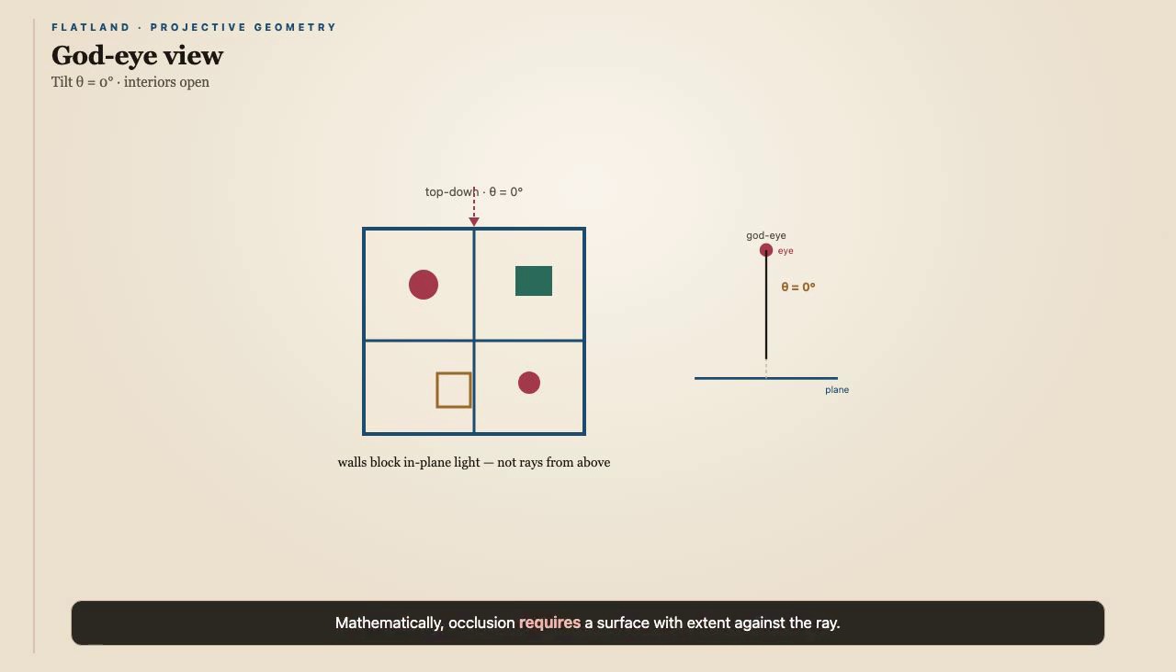Mathematically, occlusion requires a surface with extent against the ray. A line in a plane does not stop a ray that is not in that plane. Think of a maze drawn in ink. From the side, corridors hide each other. From directly above, the maze is an open diagram. Flatland privacy fails the moment a higher dimensional ray is allowed. That is not magic. It is missing thickness.